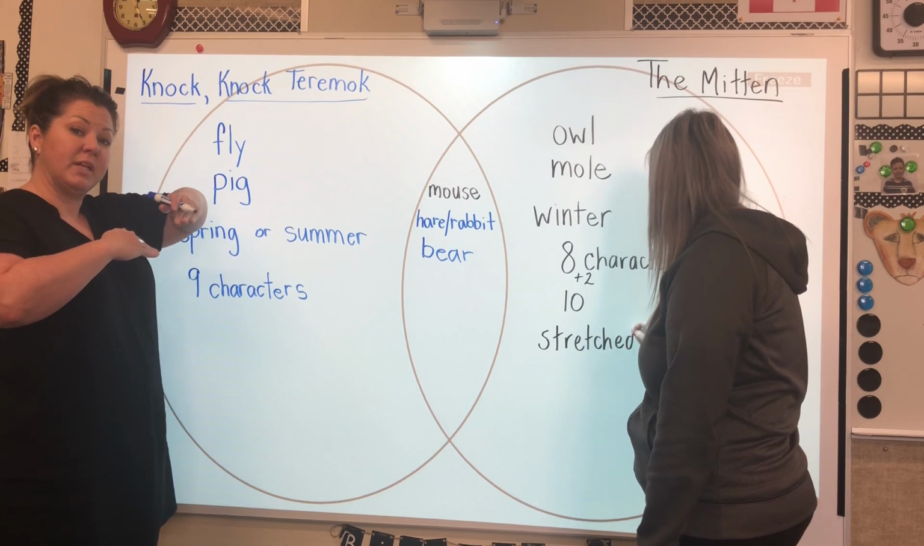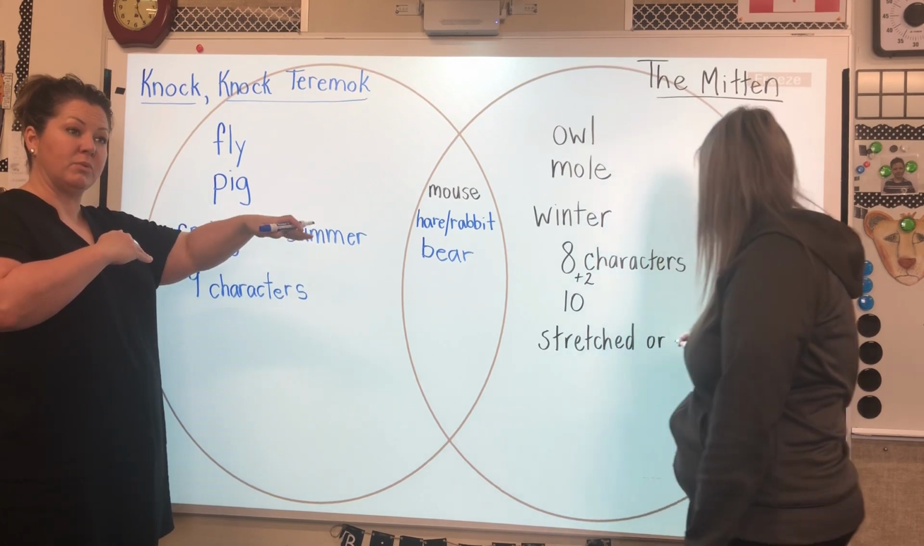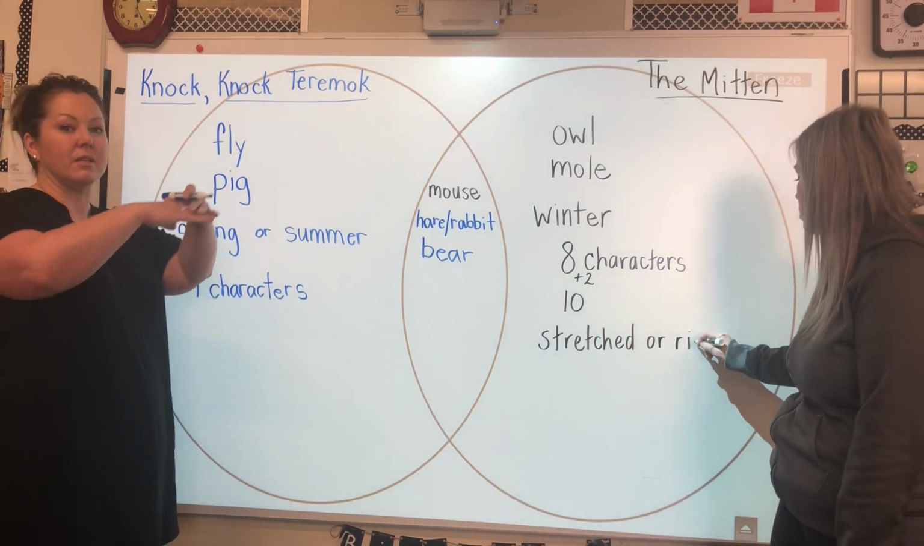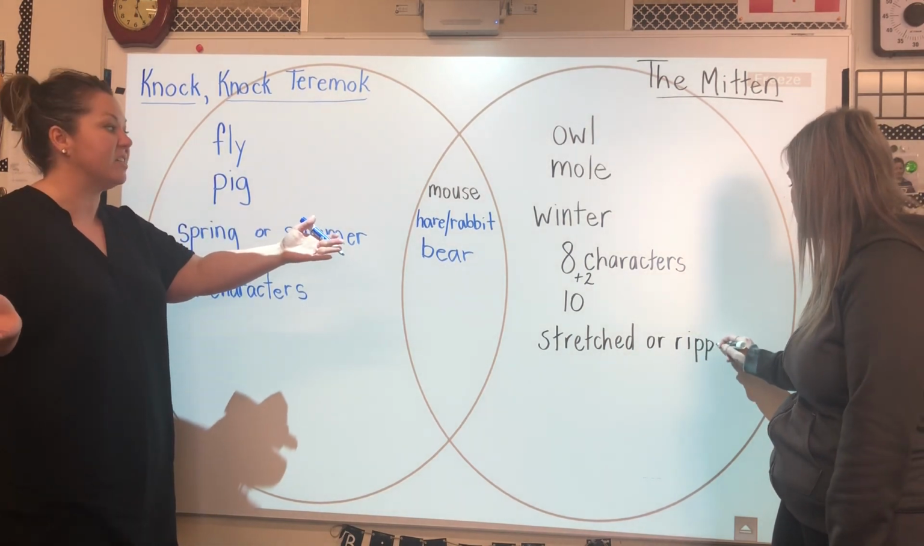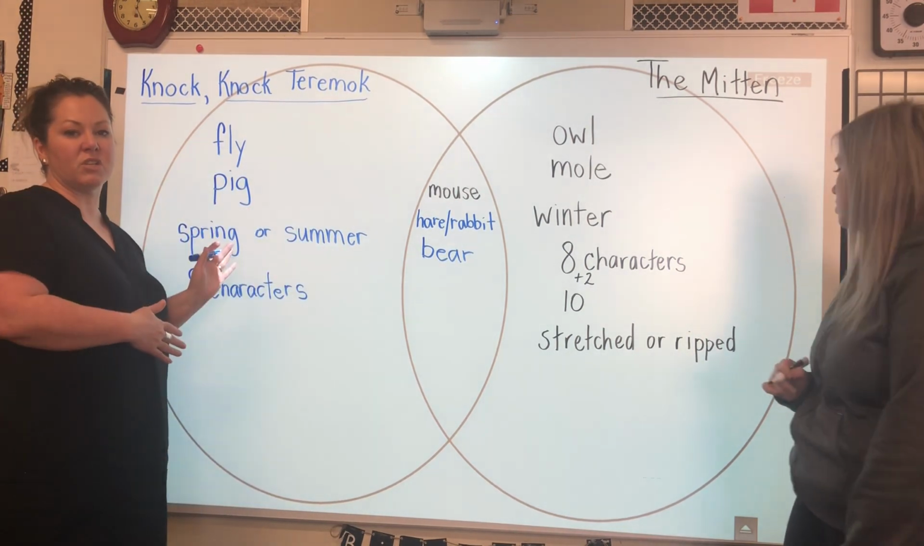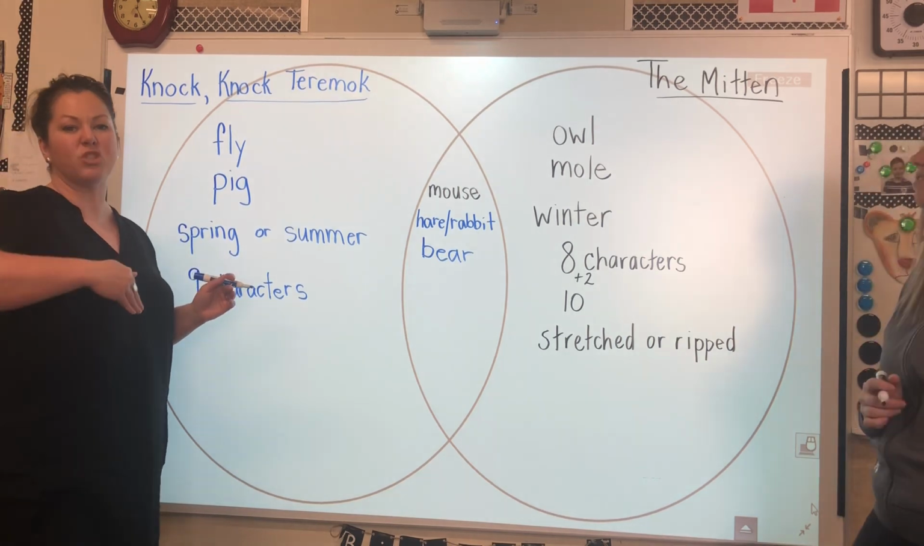So in The Mitten, it was that little mouse, and he was tickling the bear's whiskers, and then the bear sneezed. But in Knock Knock Teremok, the bear came on top and squashed the Teremok.